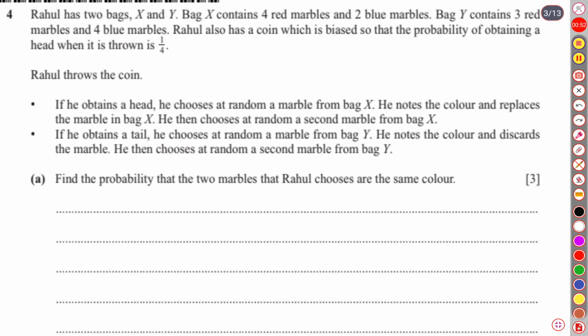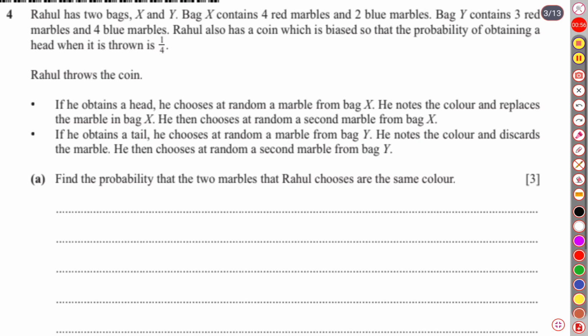If he obtains a head, he chooses at random a marble from bag X. He notes the color and replaces the marble in bag X. He then chooses at random a second marble from bag X. If he obtains a tail, he chooses at random a marble from bag Y. He notes the color and discards the marble. He then chooses at random a second marble from bag Y. Find the probability that the two marbles that Rahul chooses are the same color.